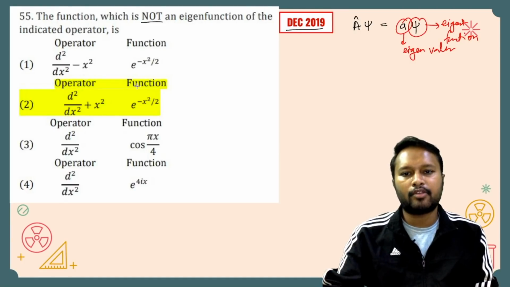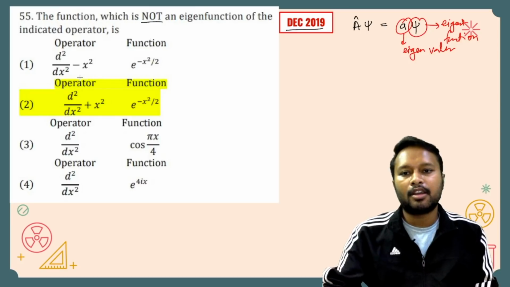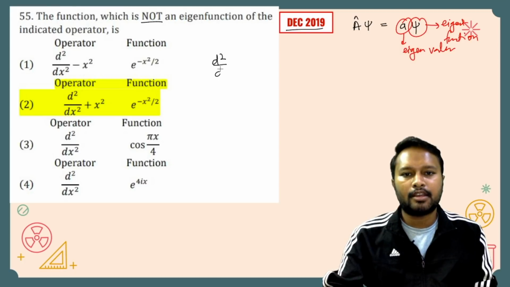This is the operator. You have to operate it on the function and see whether you are getting the function back or not. If you do any of the options, you will get that back. Let's say I am doing the first one. It's d²/dx² minus x². It's the operator, and I'm going to operate it on e to the power minus x²/2.